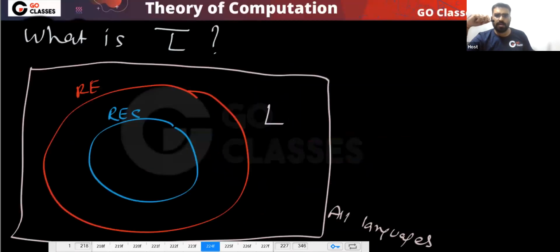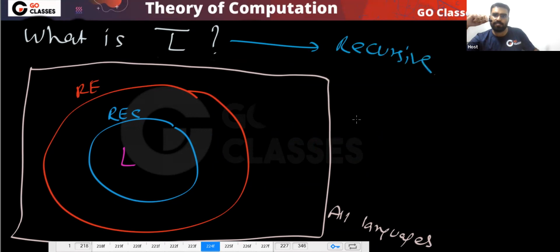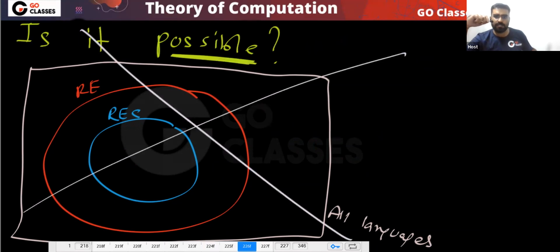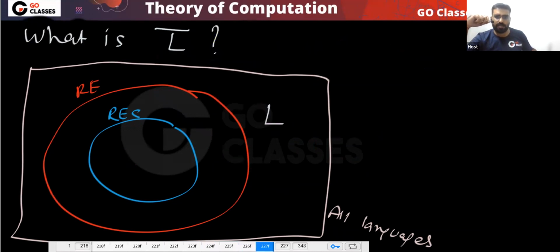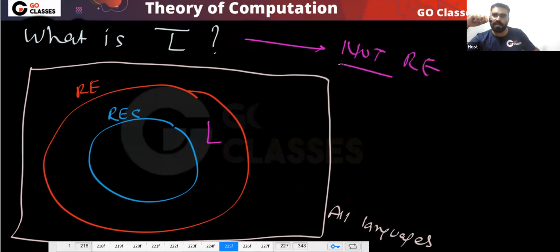Next, what about this one? If your L is here, where is L complement? That will be recursive. Okay, quite simple. And if your L is here, what is L complement? That will be not RE.